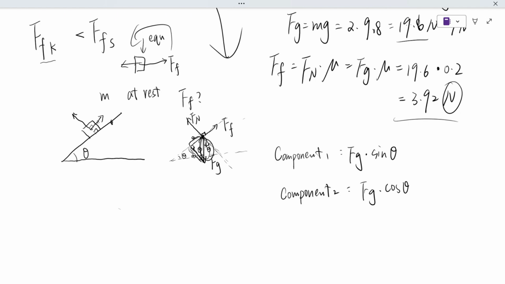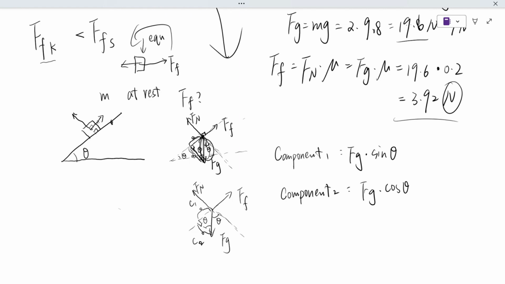Well, let me draw it again. This is Fg, this is Ff, this is Fn. Let me make it clear. Ff, Fg. Make an axis. This is theta. This is component number one. This is also theta because this is perpendicular. If you know geometry, you can easily get it. This is component number one, C1. This is component number two, C2. Now you can see it clearly.